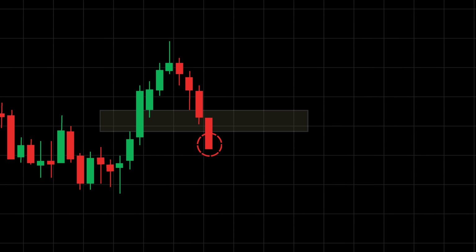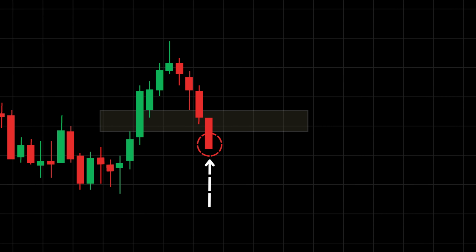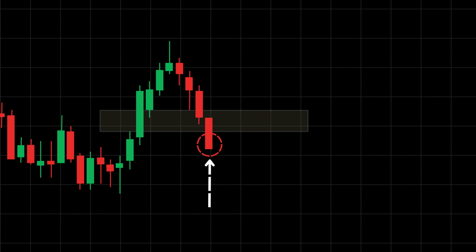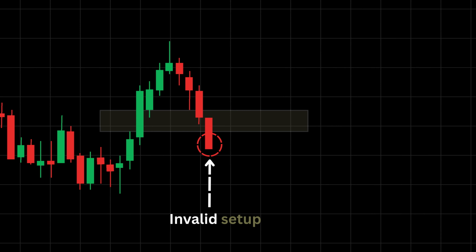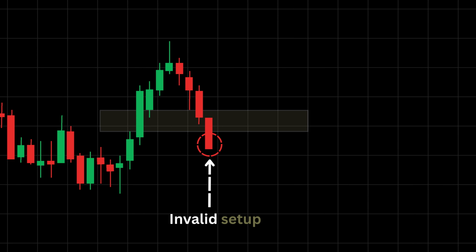Also, avoid setups where price retraces too far. If it closes inside or below the gap, it's no longer valid. Ideally, price should tap the zone, respect it, and bounce cleanly.